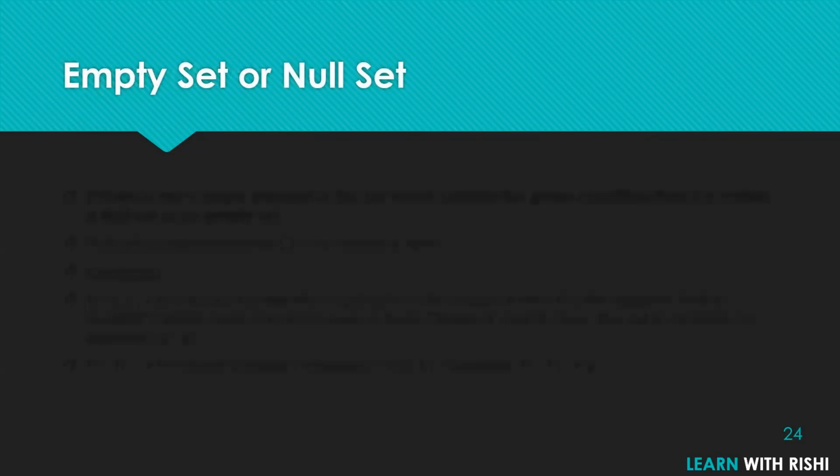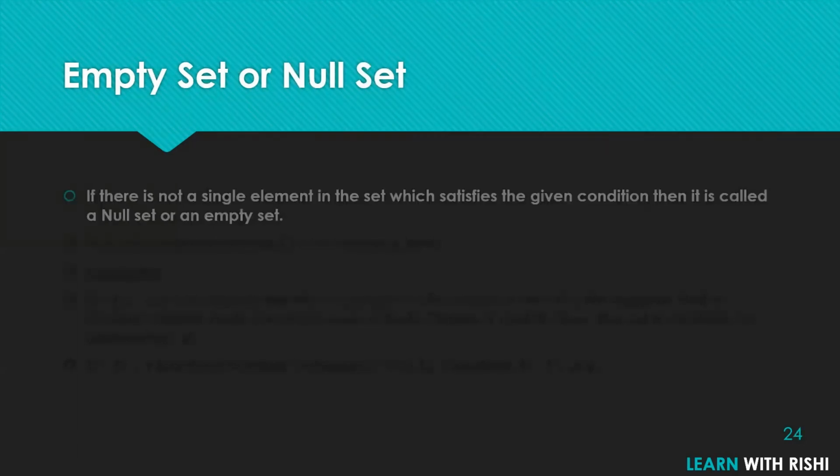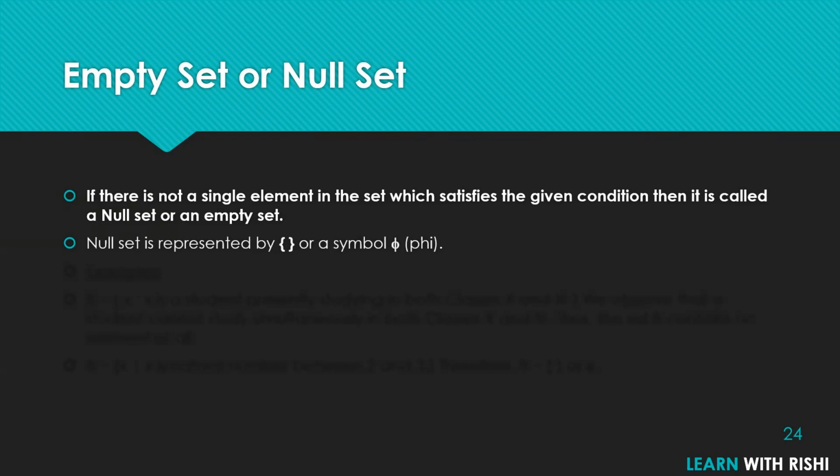Let us discuss empty set or null set. From the word itself, it is clear that an empty set or null set means a set in which there is no element. If there is not a single element in the set which satisfies the given condition, then it is called a null set or an empty set. Null set is represented by the symbol phi, or you can represent it with simple curly braces without listing an element. In both ways, you can represent the empty set or null set.